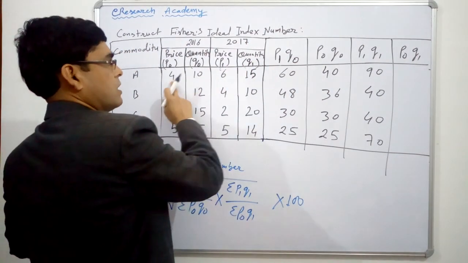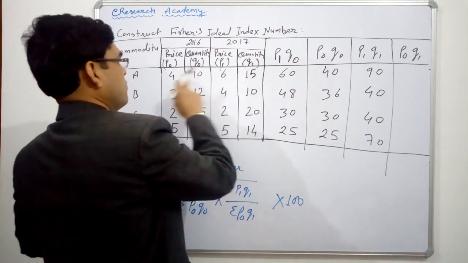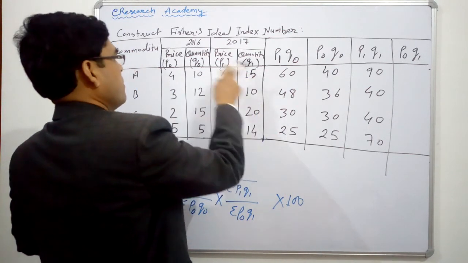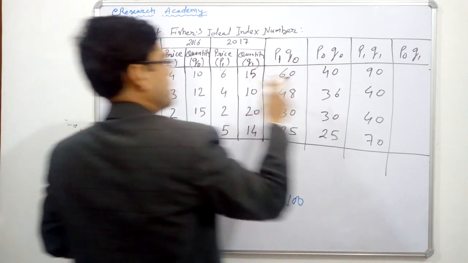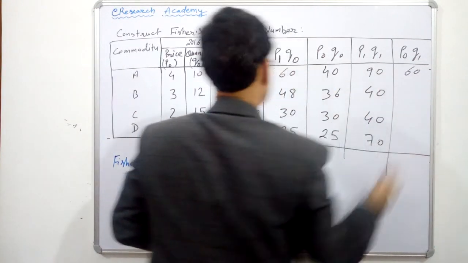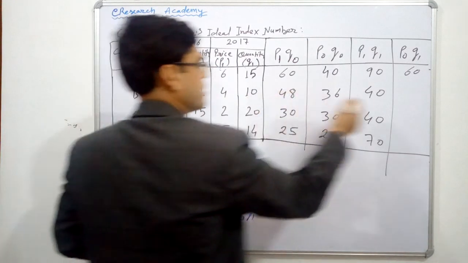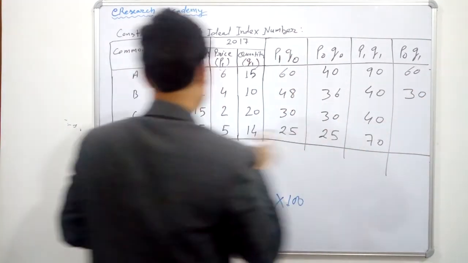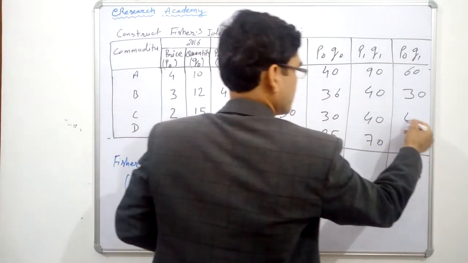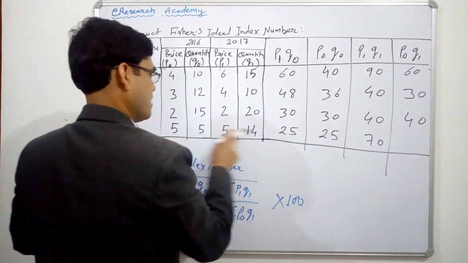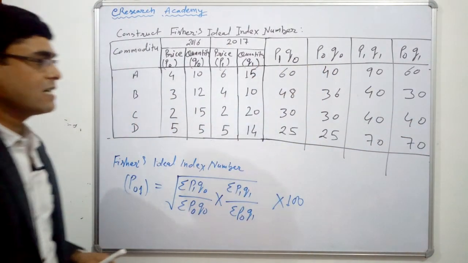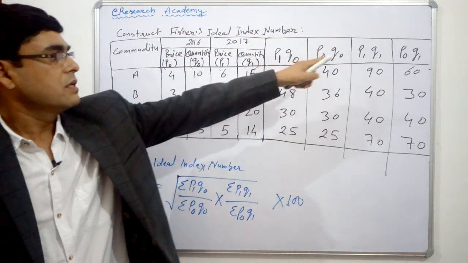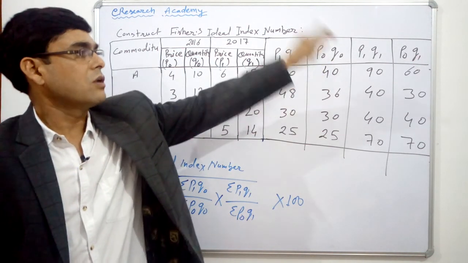The last one is P0 Q1. P0 is this one, Q1 is this one, the first column and the last column. Price of the base year into quantity of the current year. 4 into 15 is 60. 3 into 10 is 30. 2 into 20 is 40, and 5 into 14 is 70. So these are the multiplications of these columns.